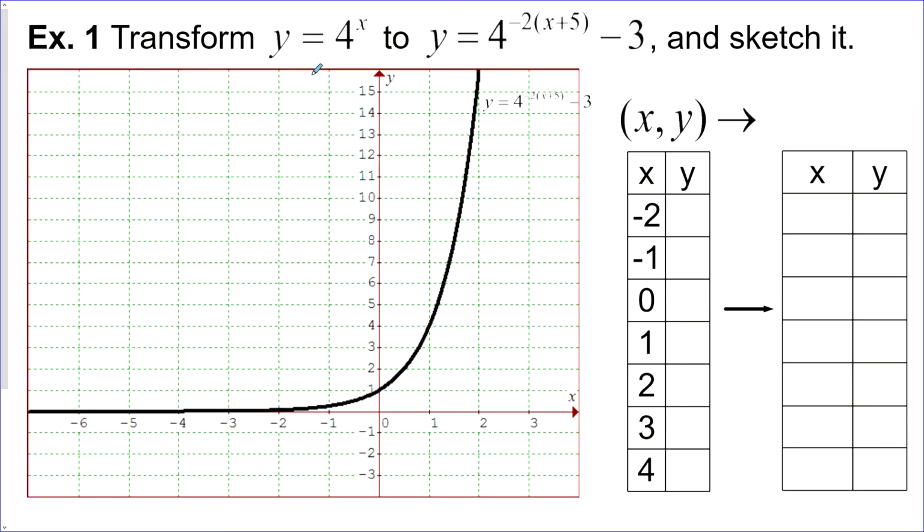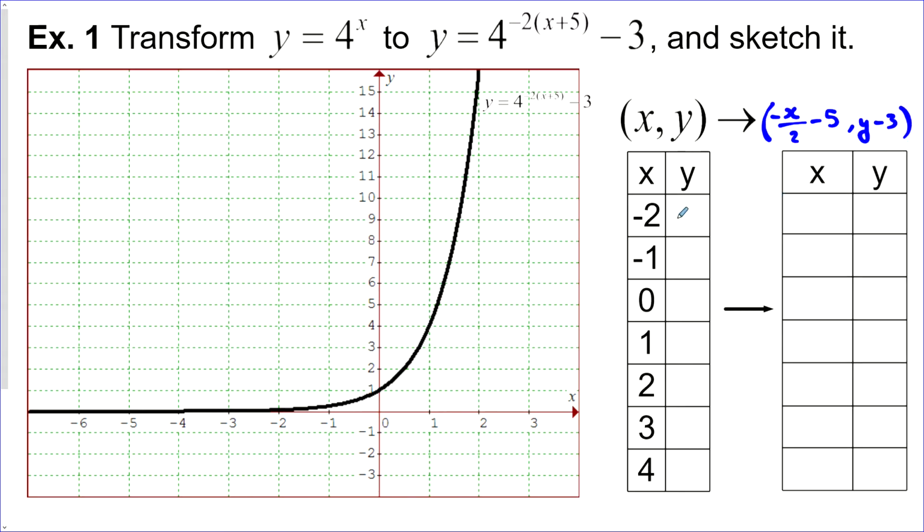We want to transform 4 to the power of x into 4 to the power of negative 2, x plus 5 minus 3, and sketch it. Let's use mapping notation to find the points on the new graph. So what happened to x? Well, it was reflected and also stretched by a factor of 1/2. So we'll say negative x over 2. Then it was moved left 5 units, so we'll say minus 5. All that happened to the y's is that we moved it down 3 units, so that would be y minus 3 for our mapping notation.